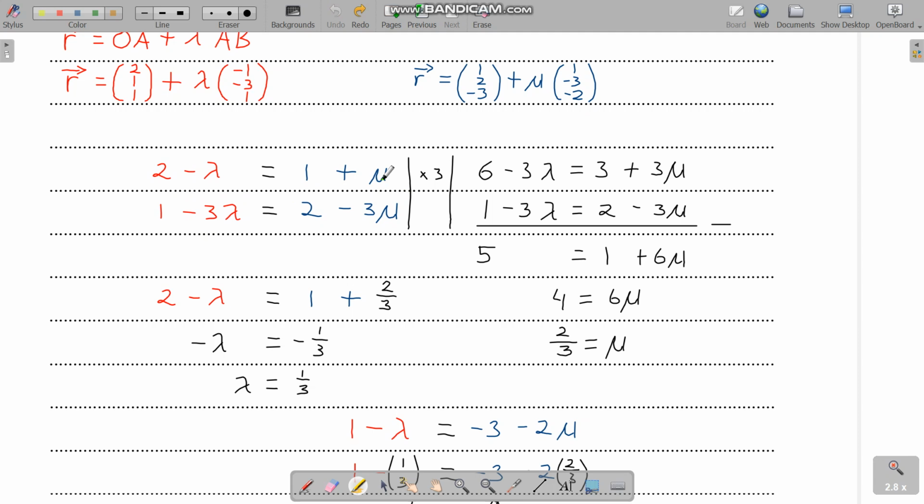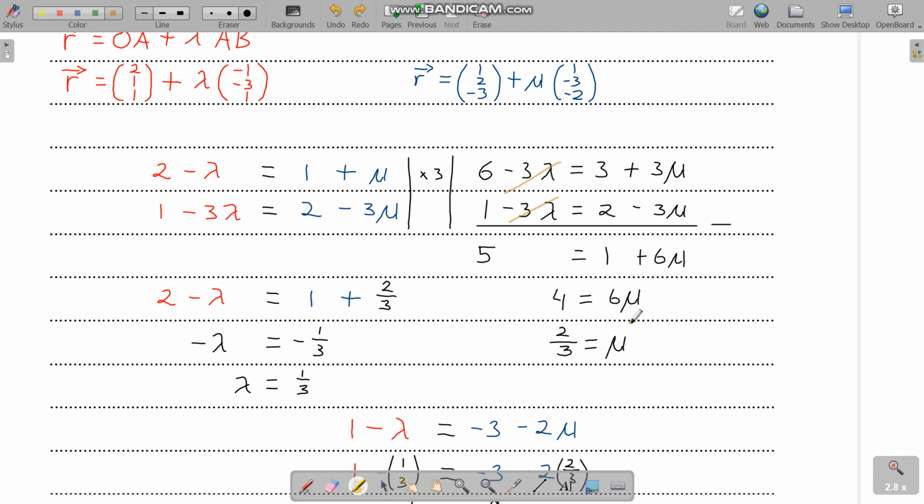So now we're going to solve for lambda or mu. We can substitute or eliminate. So here we multiply the equation throughout by 3. So 2 times 3, minus 1 times 3, 1 times 3, 3, 1 times 3. We get this, and then we subtract to cancel out the lambda, and 6 minus 1 is 5, 3 minus 2 is 1, and 3 minus 3 is 6. And then subtract 1 from both sides, divide by 6, you get the mu.